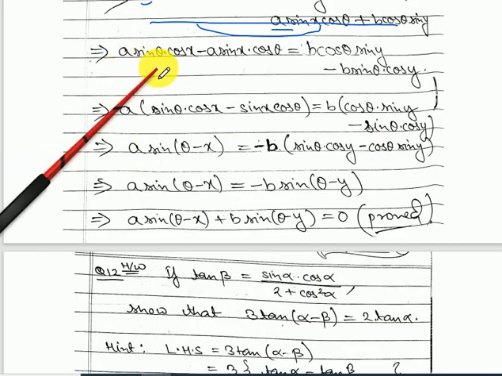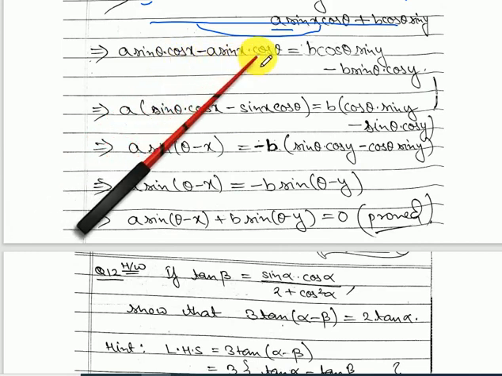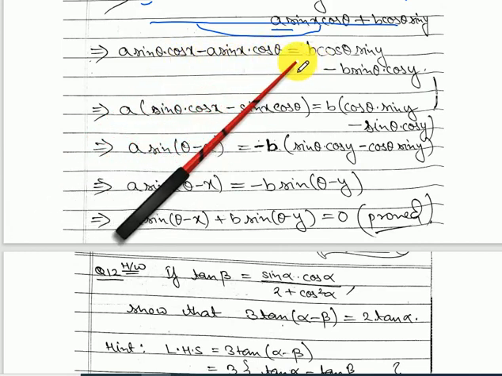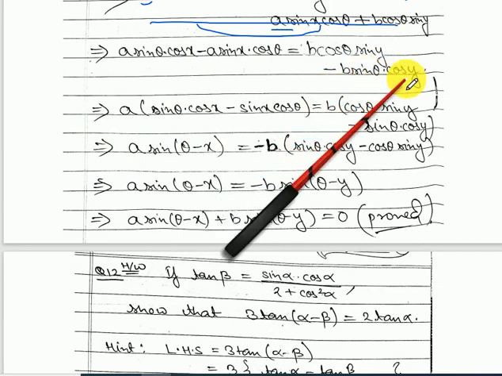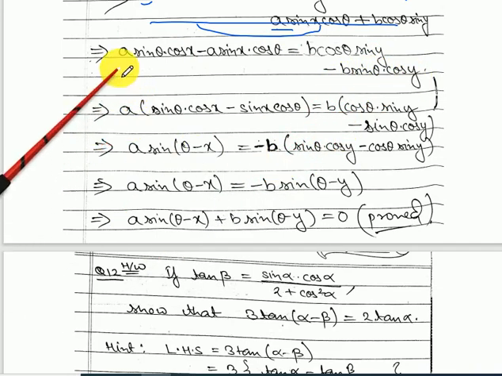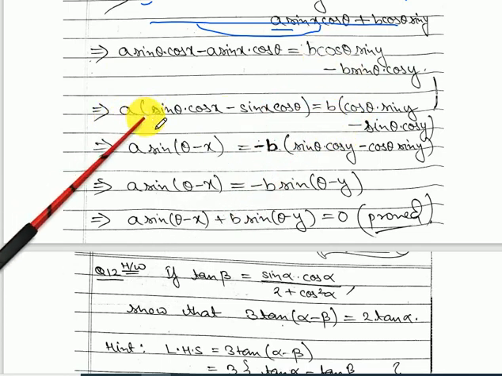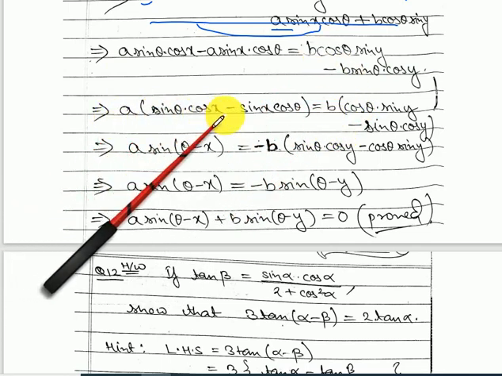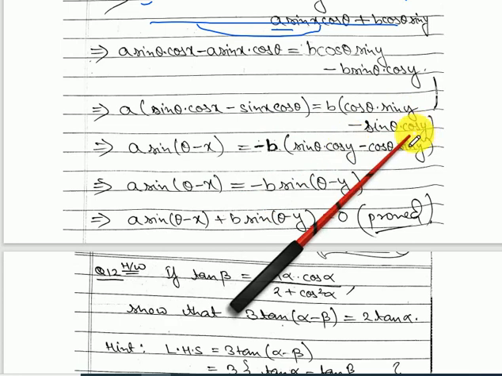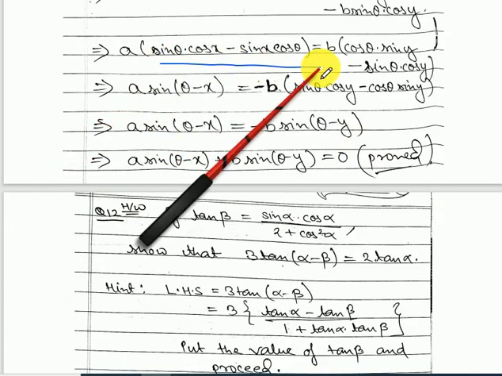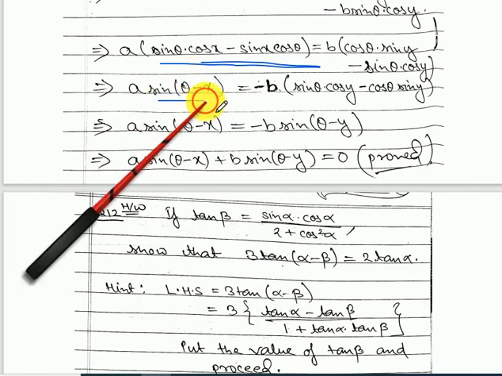So you get this: a sin theta into cos x minus a sin x into cos theta is equal to b cos theta into sin y minus b sin theta into cos y. Okay, a is common over here, and here you see b is common, so we write a in bracket sin theta into cos x minus sin x into cos theta is equal to b in bracket cos theta into sin y minus sin theta into cos y. Okay, so this part is nothing but expansion of sin theta minus x.